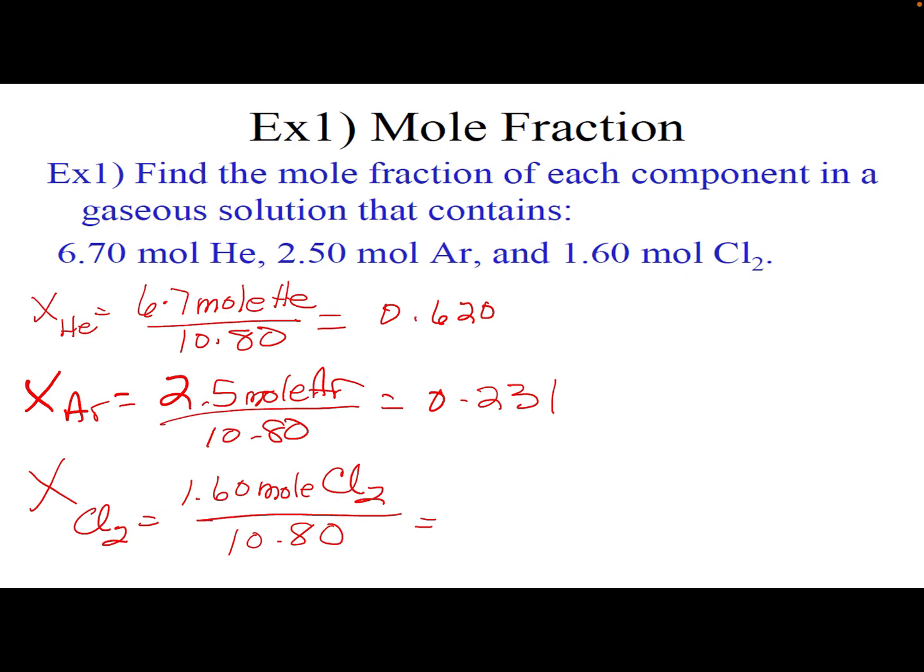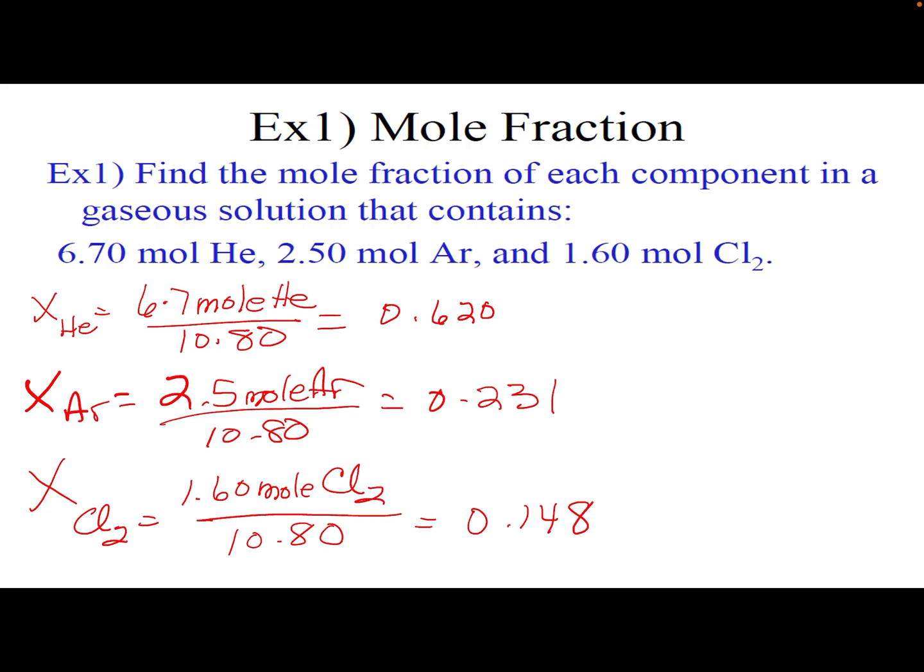And I get 1.6. I divide it by 10.8. I get 0.148 for my mole fraction for chlorine. This should add up close to 1. So if we do 0.620 plus 0.231 plus 0.148, I get 0.999, which is very close.